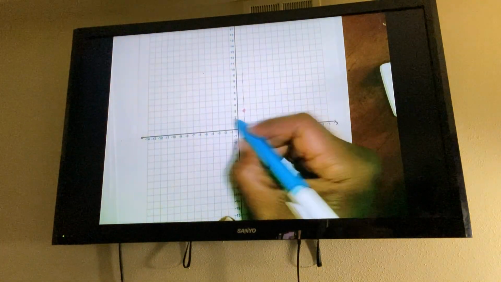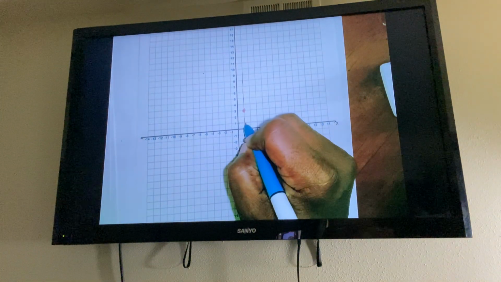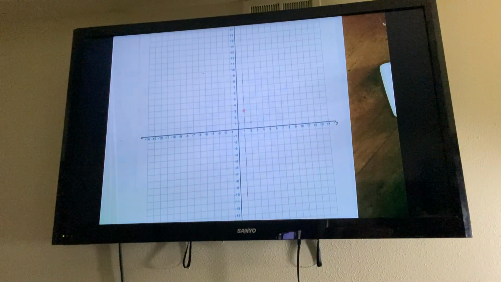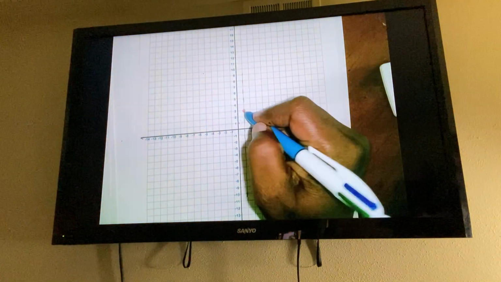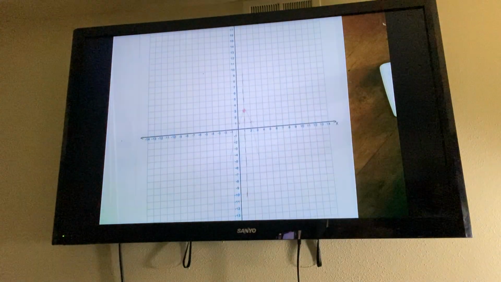Okay, so we know now our y-intercept is here. And since this is the axis of symmetry, there should be another point just the other side of it. Same distance. And now we know what our graph should look like. And we go.